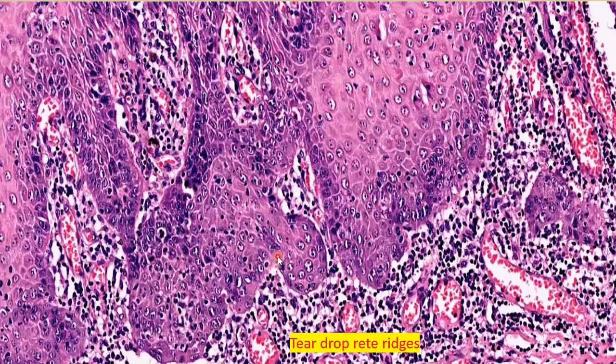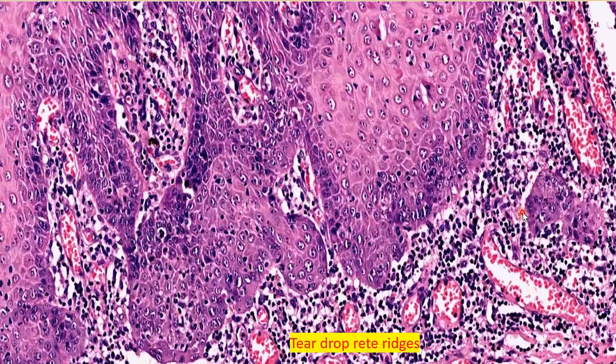And this is a rete ridge with a narrow neck and a broad base, and this is called a teardrop shaped rete ridge. This is characteristic of invasive carcinoma, that if you find a teardrop rete ridge, you must look for invasive malignancy. And lo and behold, here we have an area where the nest of the epithelial cells is lying free in the stroma. So this is invading the stroma. So this is a case of invasive malignancy.